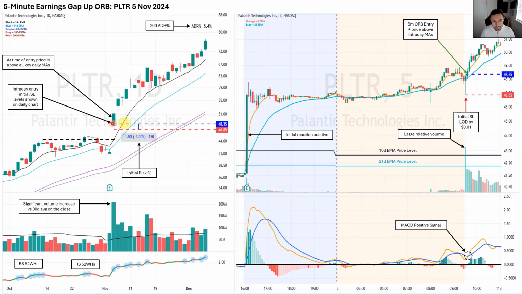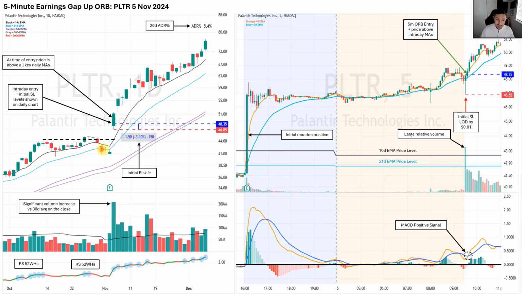But as it's gapping up here, 48.35, which is here on the 5-minute chart, note how it's cleared this range, and it's above all key daily moving averages. So that is it there on the daily chart. Now on the 5-minute chart over here, they report earnings.